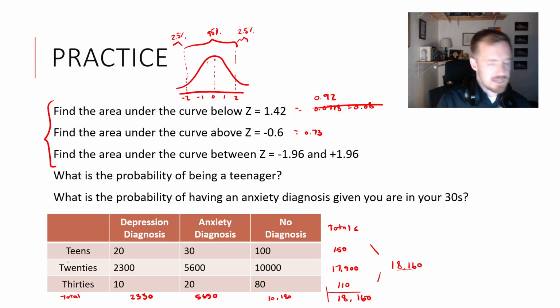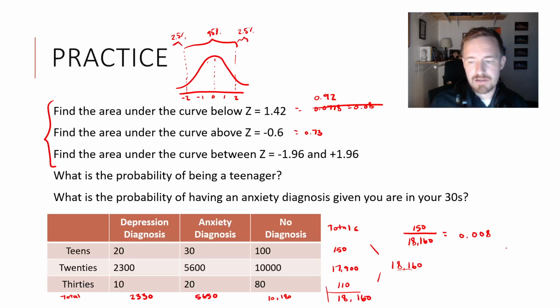So in order to say what's the probability of choosing a random data point from this sample and having it be a teenager, that is going to be 18,160, which is our total number of occurrences, divided by the total occurrences, which is 150, or occurrences of being a teenager. It's 150, and so I'm going to divide that up now. So 150 divided by 18,160, and that is going, oh wow, that's so low, 0.008.